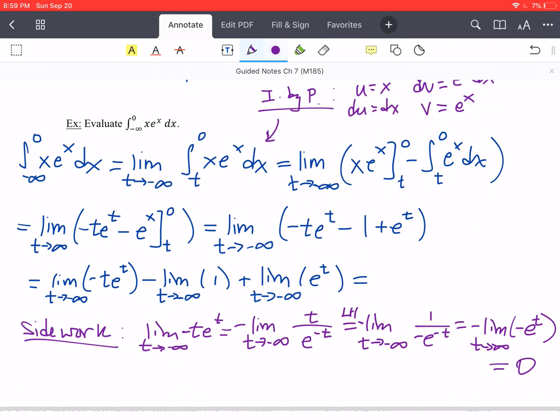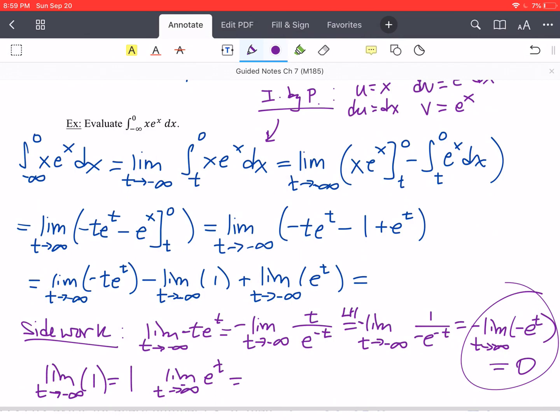Okay, the second one is very straightforward. The first one was really the tough one. But that second one is 1 because it's just a constant. And then the limit of the third one, by a similar rationale to this one, is also 0, because as t grows towards negative infinity, that function is going to get closer and closer to 0 because it'll be 1 over e to a really large number. So this gives us 0 minus 1 plus 0, which is just negative 1.